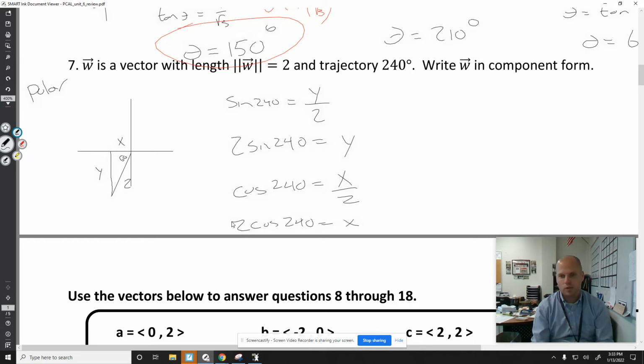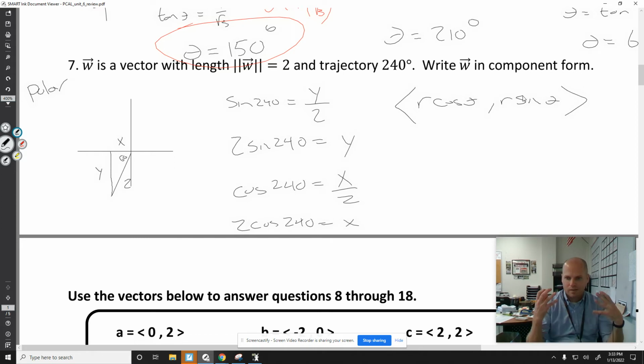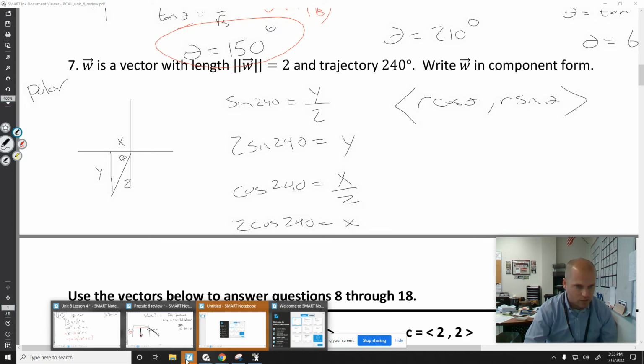This is polar. This is r, the magnitude. R cosine theta is x. R sine theta is y. Or you could do magnitude cos theta. This formula is not given to you for your test. Here are the only formulas given to you for your test. I'll show you.